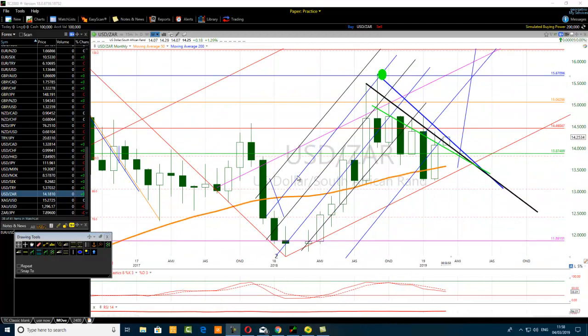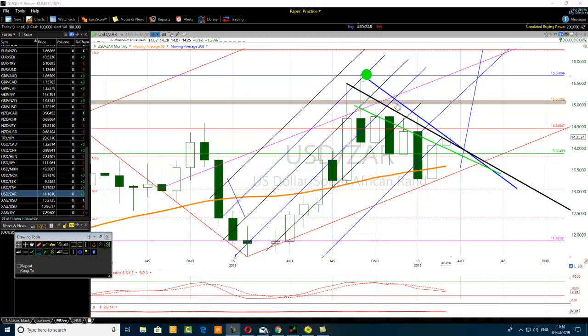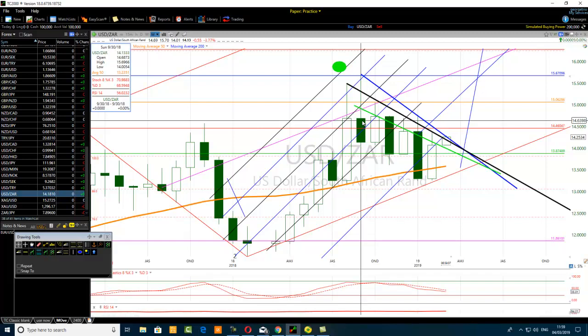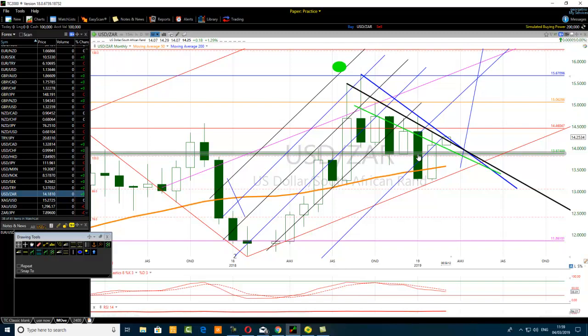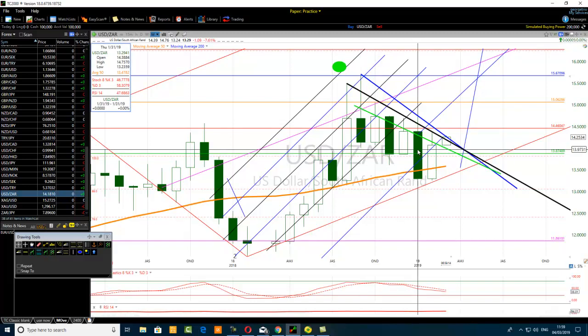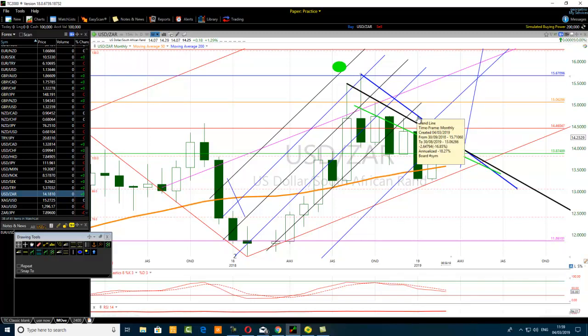So where is the blue trend line, George? This is the blue trend line. How did you draw that, George? Very good question. One wants to connect the high of the month of September 2018 and also the high of January 2019. With those two highs, we have our blue trend line. Go to the monthly chart and draw that blue trend line if you are trading the US dollar South African rand. All right. Next question, George.